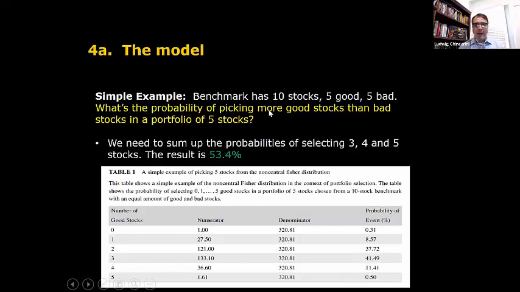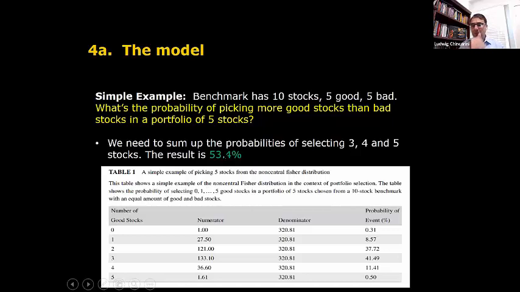Okay. So now once you have this whole computation from this non-central Fisher distribution, you can ask things like, what's the probability of getting more good stocks than bad stocks out of 5? Well, that means 3, 4, or 5. So if you pick 5 and you have 3, 4, or 5 good, you've picked more good stocks than bad stocks. And that's simply summing up the probabilities right here, that you're going to have 3, 4, or 5.